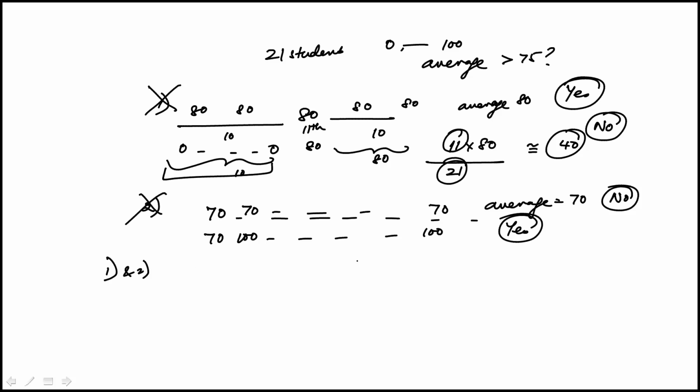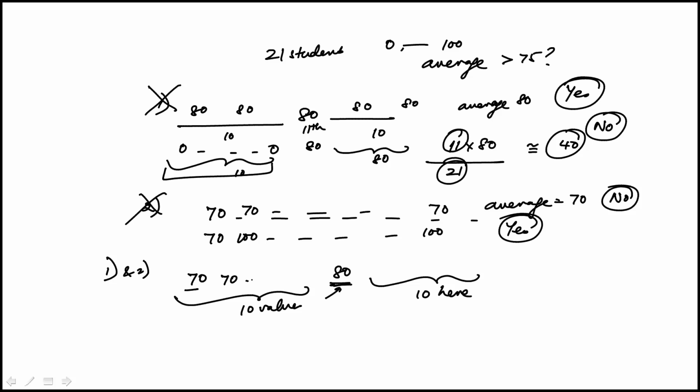If we combine 1 and 2, our median is 80, least value is 70. So we have 10 values here, excluding that median, and then 10 here. And median is when you arrange them in increasing order. So the least is 70. So the worst case scenario here will be that these all 10 values are 70. And then here, the worst case scenario is if these are all 80. So this will give you the lower bound of the average.